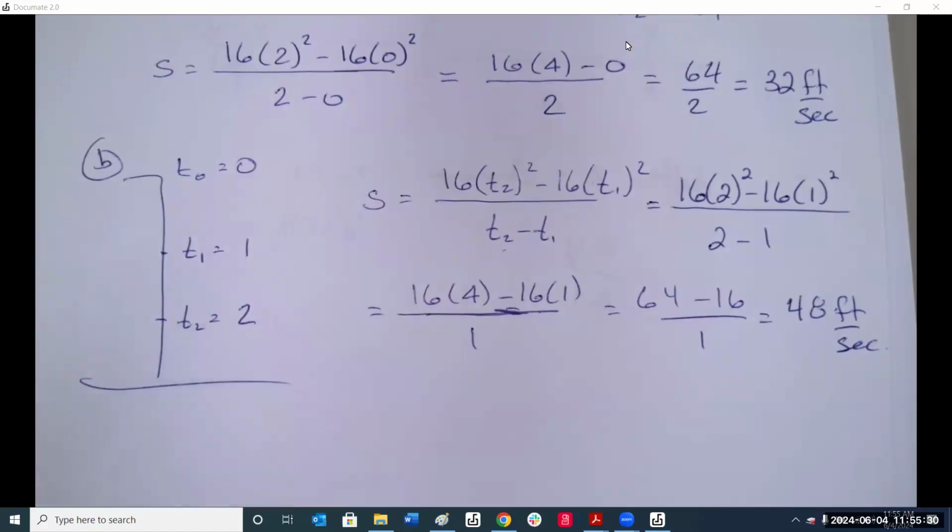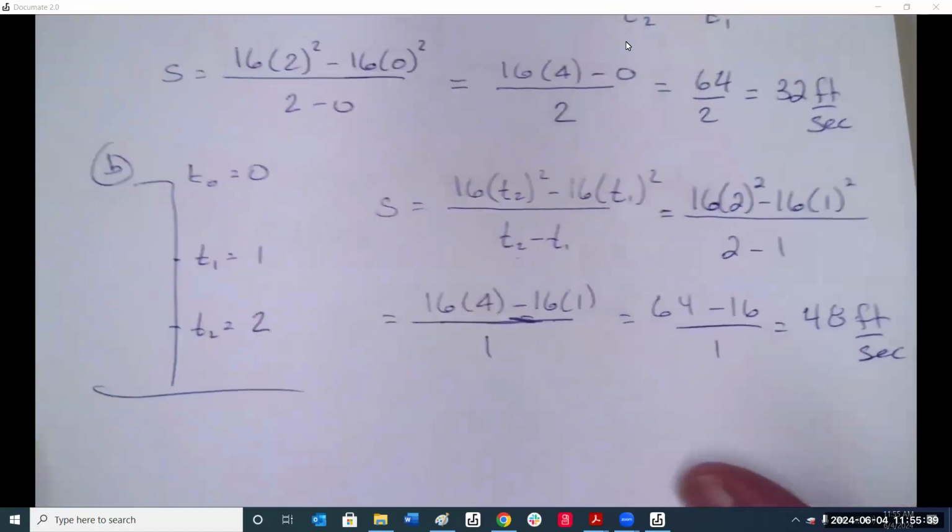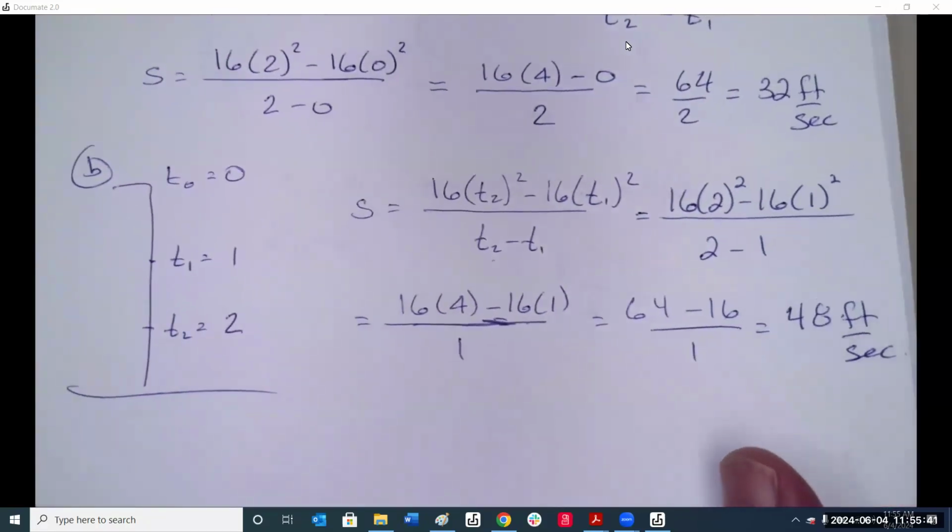Question number 2 sounds like the same thing as the first one. So let's look at question number 3. Oh, that's average velocity, average speed. What do we mean when we say instantaneous rate of change or instantaneous speed?